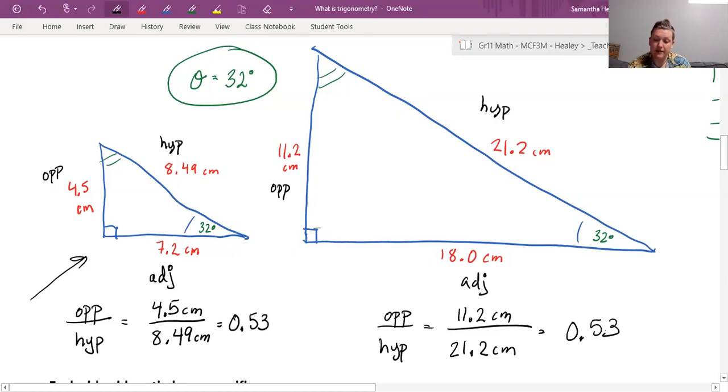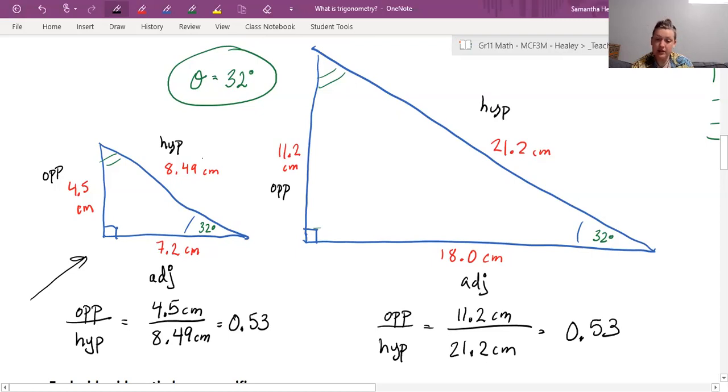So, interestingly enough, even though these triangles were completely different sizes, because they're the same shape, the ratio from this opposite side to the hypotenuse side is the same. So you can see it's about half-ish. It's 0.53. So you could say, okay, in right triangles where there's a 32-degree angle in the corner, the opposite side is about half of the length of the hypotenuse side, always. And you could have seen that. You're like, okay, 11.2, yeah, it's about half of 21.2. And here you could say, oh yeah, 4.5, it's about half of 8.49.